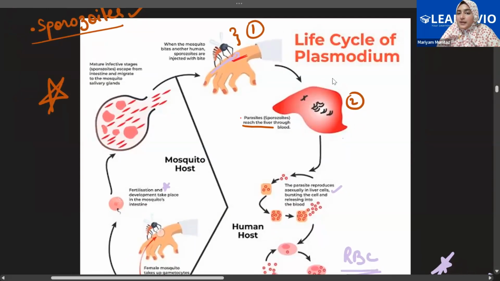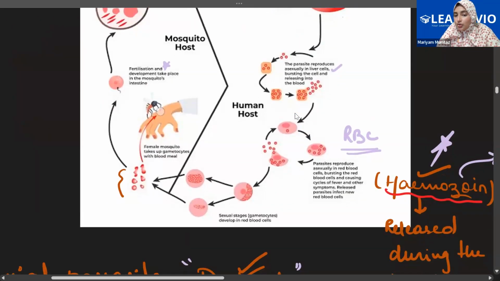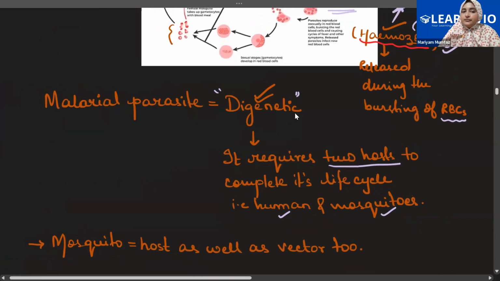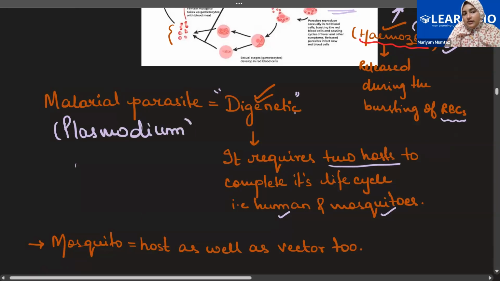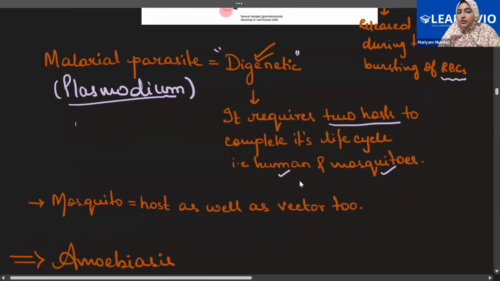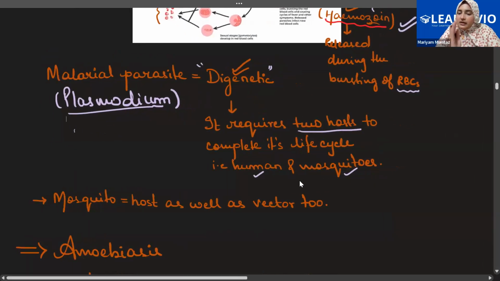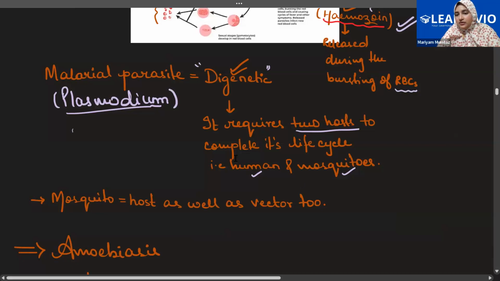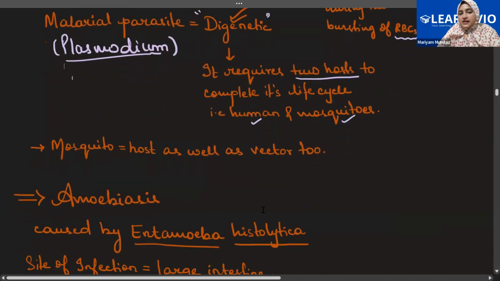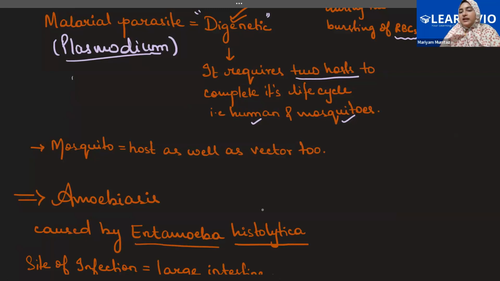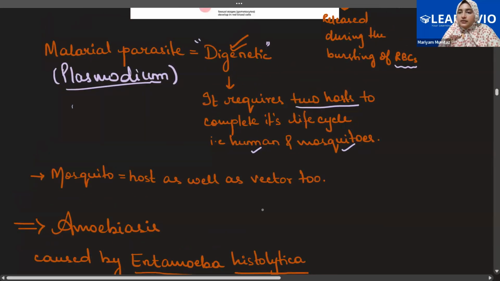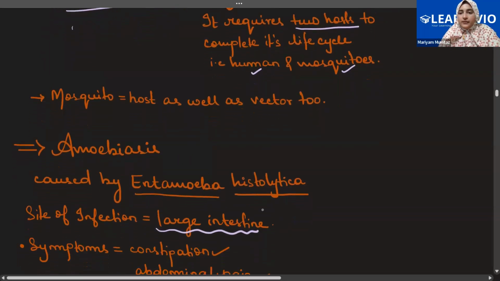Since Plasmodium requires two hosts to complete its life cycle, the malarial parasite is known as digenetic. Digenetic means it requires two hosts to complete its life cycle, that is, it requires the human and it requires the mosquito. So always remember that the mosquito works as a host as well as the vector. So malaria is clear to you all? Any doubts? Okay, very good. All right.